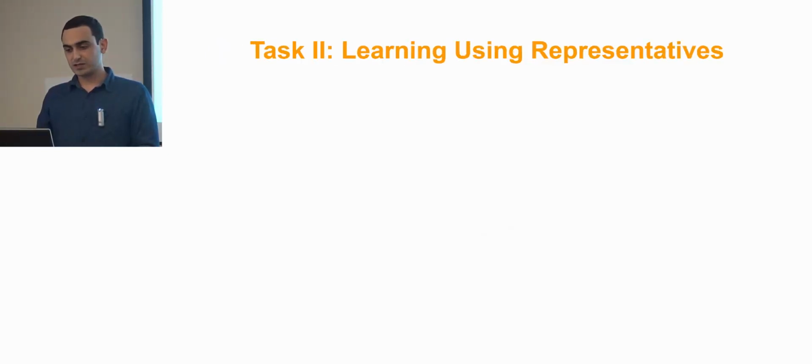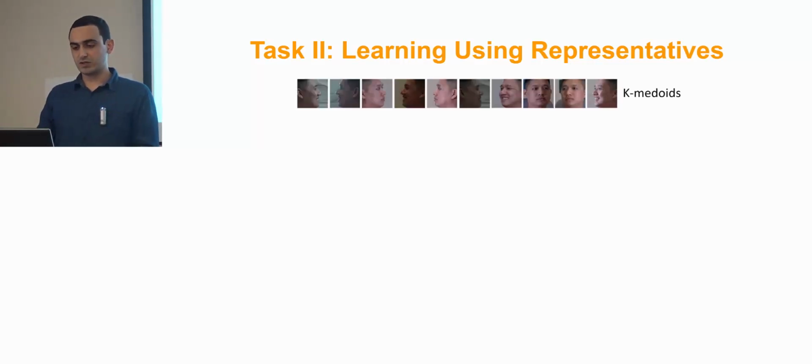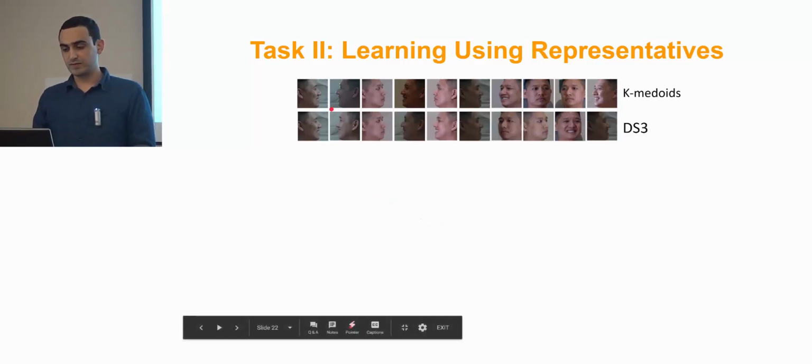And the reason behind this can be seen in the representatives selected by different methods. So these are the representatives for one subject selected by k-medoids. You can see that some of the poses are repetitive. This is the same for DS3.